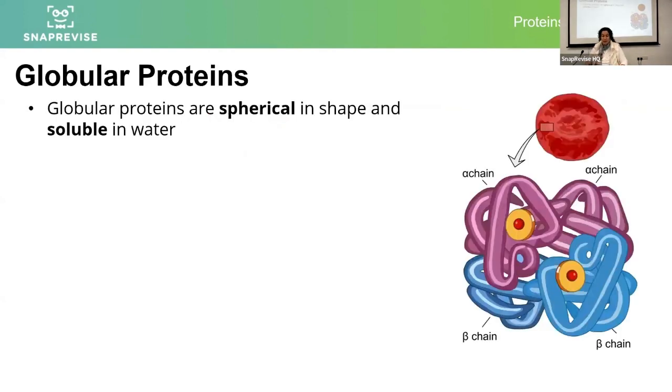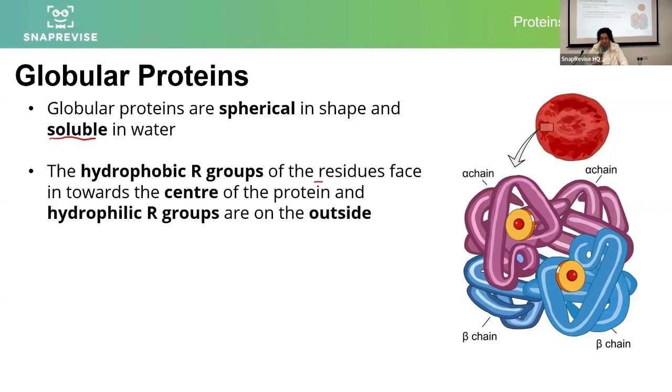Let's move on to look at globular proteins. The description of globular proteins is, I would say, quite a common three or four marker usually, and so you need to have that in your head. They are spherical in shape and they are soluble in water. That's a fundamental property of those. Why are they soluble in water? So this might be an explain question.